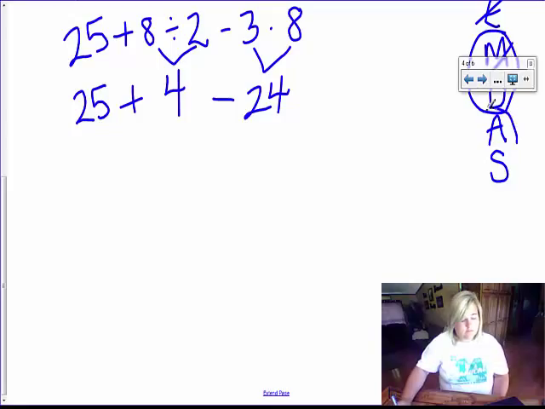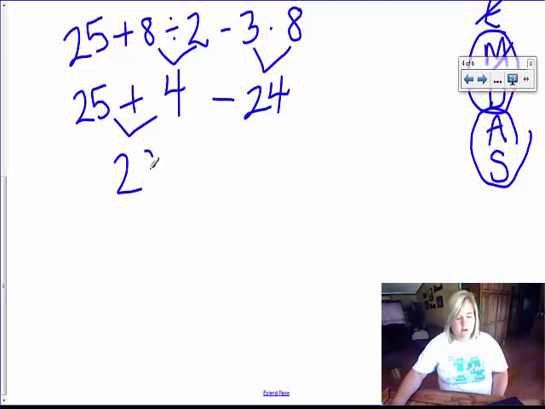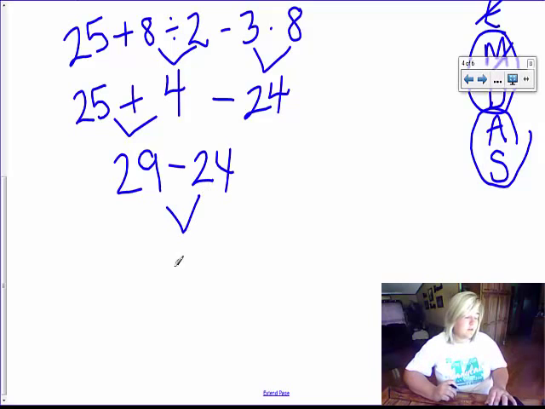Finally, all we have left is addition and subtraction, which we do from left to right. So starting from the left, we have addition first, so we'll do that first. We have 25 plus 4 is 29, minus 24, which gets us 5.